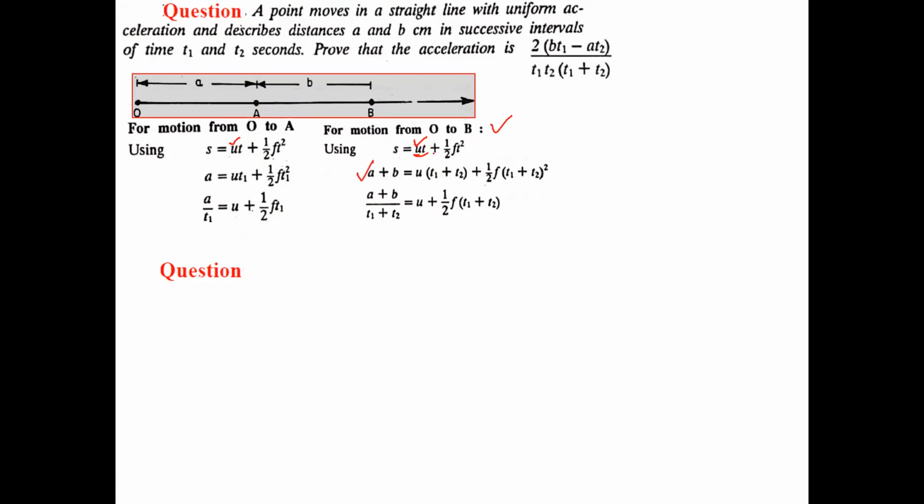Plus B, and u, the same initial velocity, will remain the same, but the time will be t1 plus t2, because O to A the time is t1, A to B the time is t2, so the time will be t1 plus t2.